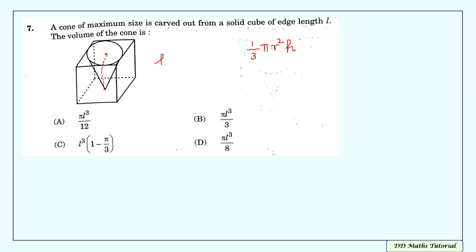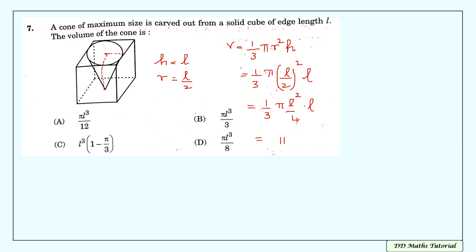So the height of the cone is nothing but the edge of the cube. So height of the cone will be equal to the length, that is L, and the radius is going to be half of the length of the edge. So r is going to be L by 2. Once you substitute in the formula of volume of cone, we'll have 1 by 3 pi, r square will be (L by 2) the whole square, h is going to be L. So further simplification, you will get L square by 4 into L, which is going to be pi L cube divided by 12. So the correct option is option A, pi L cube by 12.